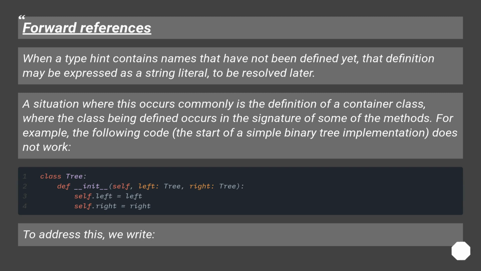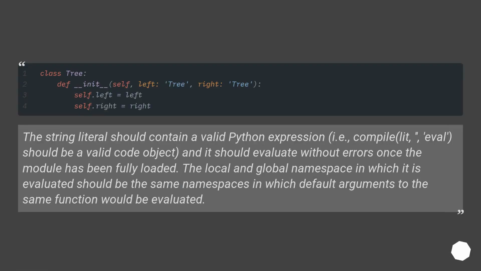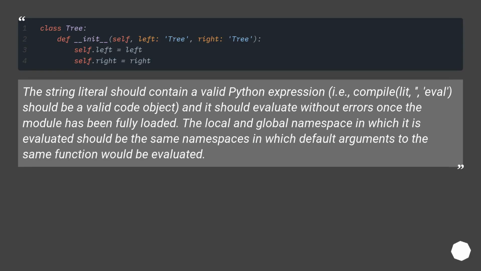To address this, we write the following. The string literal should contain a valid Python expression, i.e., compile(lit, '', 'eval') should be a valid code object, and it should evaluate without errors once the module has been fully loaded. The local and global namespace in which it is evaluated should be the same namespaces in which default arguments to the same function would be evaluated.